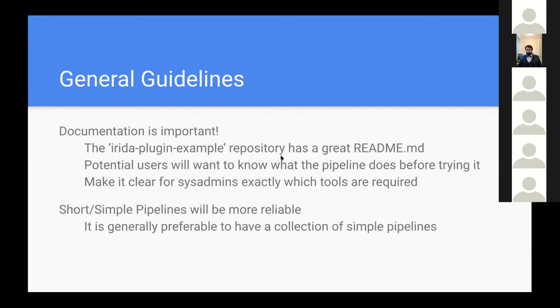And generally speaking, short, simple pipelines are more reliable. If you have a pipeline that's 8 steps deep, there's more and more chance that somewhere along the line, one of those tools may fail. So it's preferable, I think, to have a collection of simple pipelines rather than one master do-everything pipeline.